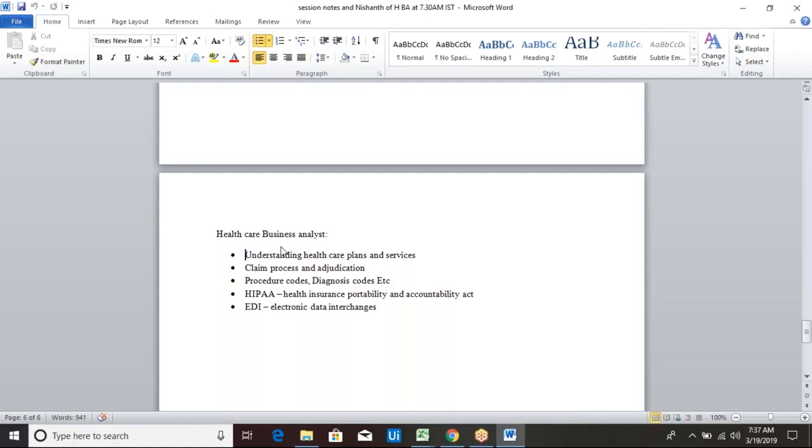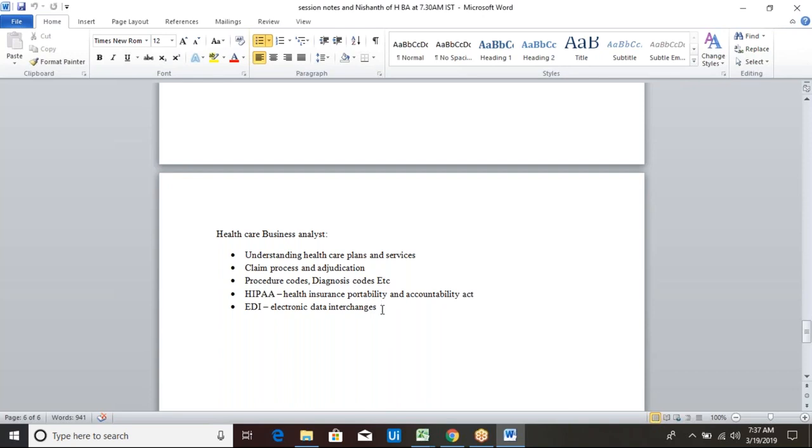Right, so these are about understanding the healthcare plans we have, followed by claim processing and adjudication, and different procedure codes, diagnosis codes, and all that. And we talk about HIPAA, the law which protects the customer's information, followed by the EDI transactions and all that. Right? These are the major responsibilities which a BA does.